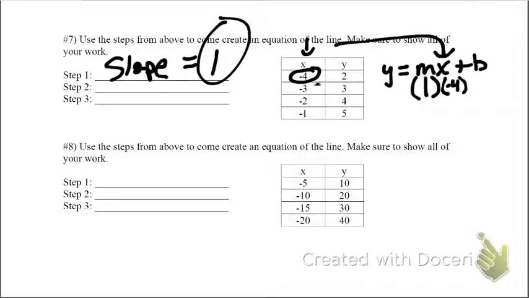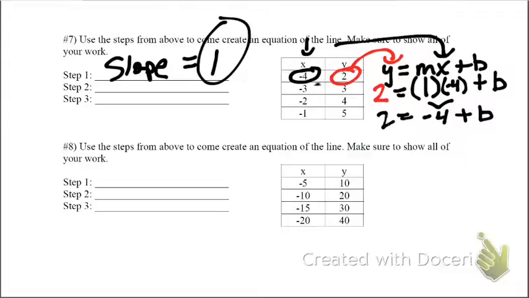And I'm going to take the 2 out of the y column and put it in for y. So now it's equal to 2. So now I've got the equation 2 is equal to 1 times negative 4 plus b, and I can actually use this to solve for b. So 1 times negative 4 is, of course, negative 4. So this leaves me with the equation 2 equals negative 4 plus b.